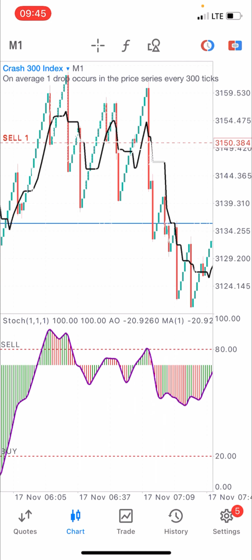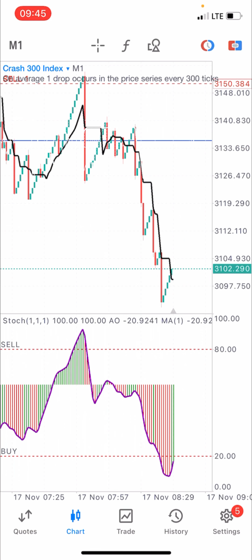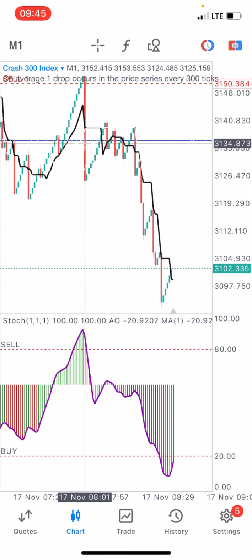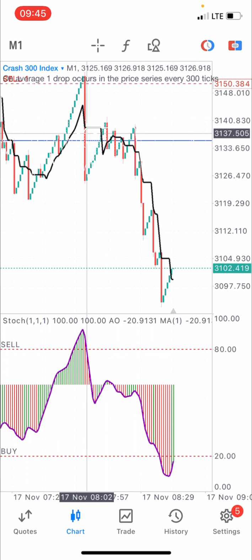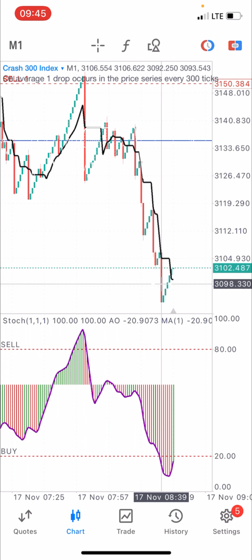Those are the things to look out for, and that's exactly what happened here. It was above, but right now it's going below.